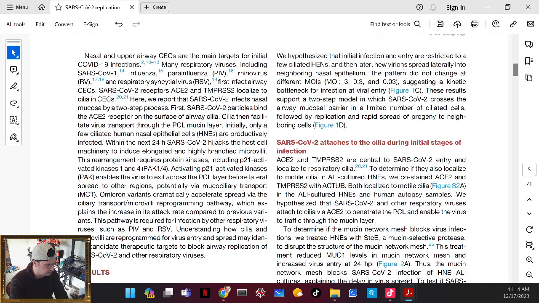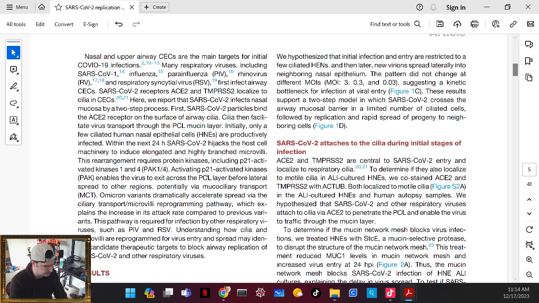Anywho, so nasal and upper airway ciliary epithelial cells are the main targets for initial COVID infection. Many respiratory viruses, including COVID, influenza, parainfluenza, rhinovirus, and respiratory syncytial virus, RSV, first infect airway ciliary epithelial cells, COVID receptors, ACE2, blah, blah, blah.